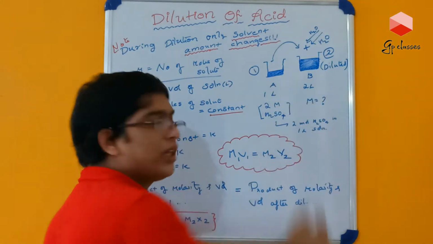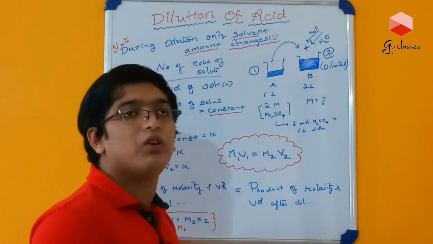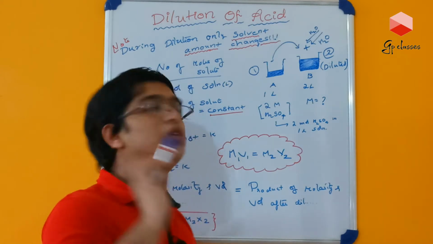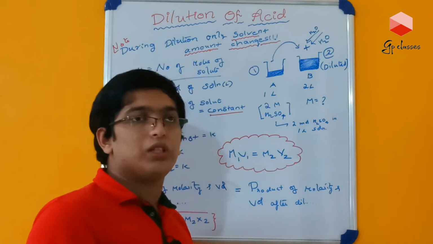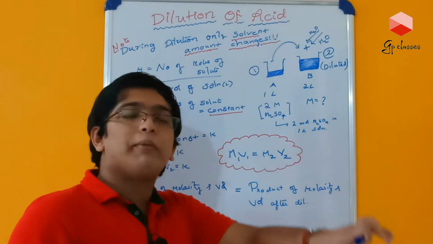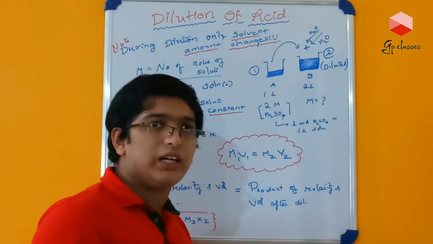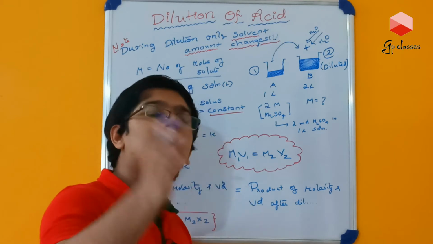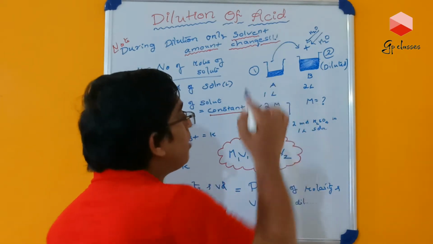And now I am diluting it, that is, I am adding more water. Dilution means addition of solvent only. There is no change in the solute amount. Initially I had 1 liter of aqueous H2SO4. Now I am adding more and more water and diluting it. I have made it 2 liters. That is, the excess 1 liter is simply from water. I am adding only solvent, which is water. So it becomes 2 liters.